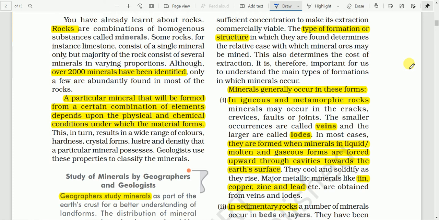For example, if the minerals are found in the earth interior here, the cost of extraction is high. If it is found on the surface, okay, the cost is less. So it is therefore important for us to understand the main types of formation in which minerals occur. So generally, minerals occur in the following forms. Now let us read.